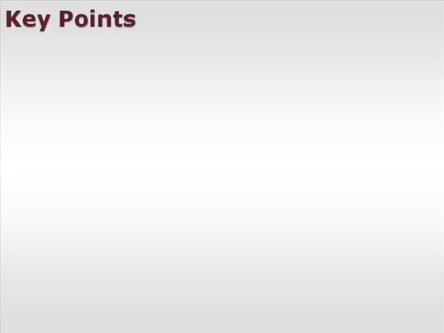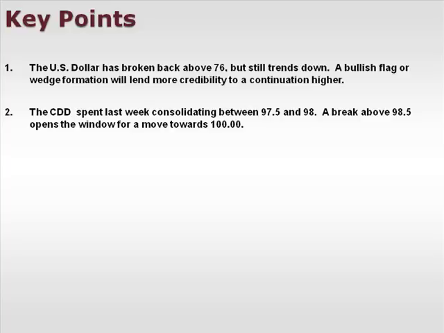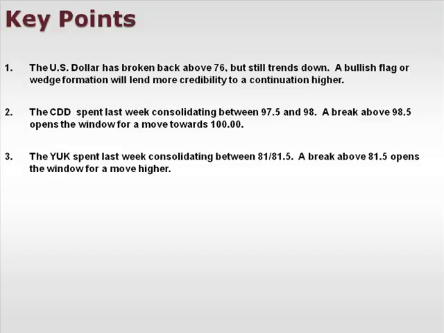Let's take a look at a few of our key points. First of all, the US dollar has broken back above 76 but still trends down. A bullish flag or wedge formation will lend more credibility to a continuation higher. The CDD spent last week consolidating between 97.5, 98. A break above 98.5 opens the window for a move towards 100. The YUK spent last week consolidating between 81, 81.5. A break above 81.5 opens the window for a move higher.